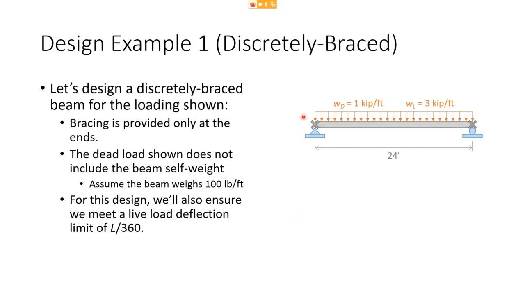So WL squared over 8 for moments, WL over 2 for shears, 5WL to the 4th over 384 EI for deflection. So I'm probably going to go through the structural analysis a little fast. I wanted to keep the structural analysis simple because I don't want that to be a barrier. I want to talk about the steel design. But this is a full-blown discretely braced beam design from start to finish. Let's just get right into it. So I'm going to share my screen.